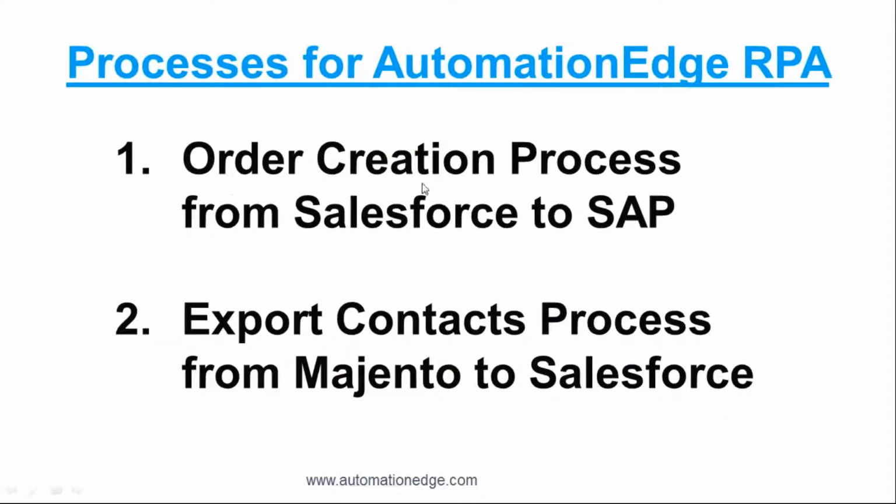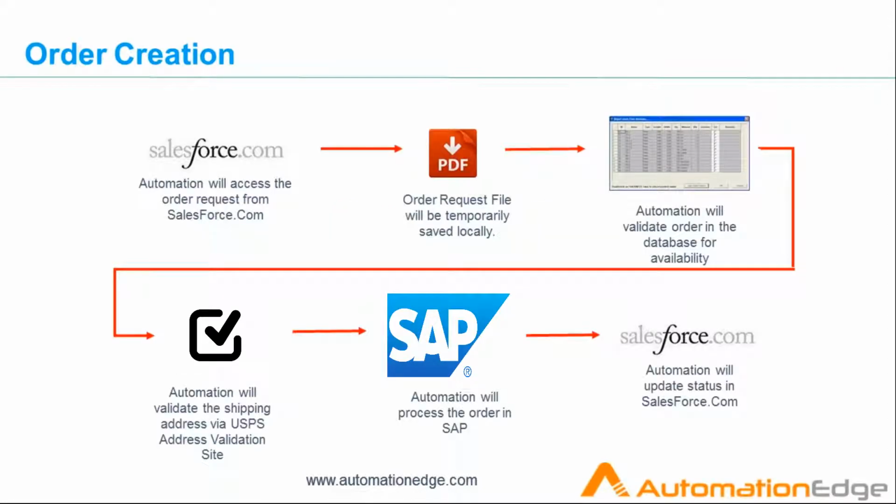The first process is the order creation process from Salesforce to SAP, and the second process is the export contacts process from Magento to Salesforce. So let us begin with the first process, that is the order creation process in SAP. The process flow diagram is shown on the screen.